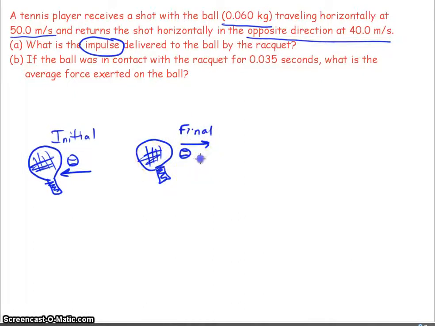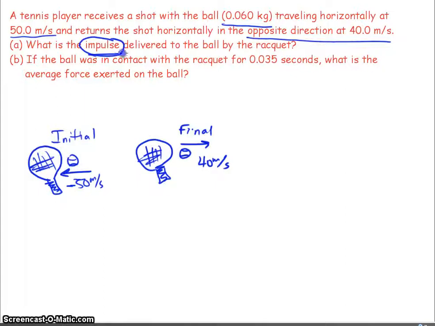And I can actually say that this is 40 meters per second in the opposite direction, and this is 50 meters per second. Now, here's one of the keys to this problem. It's important to note that these velocities are in opposite directions. So one of them has to be the negative direction, and one of them has to be the positive direction. In this case, just based on how I drew it, I'm going to say that my initial velocity of 50 is in the negative direction.